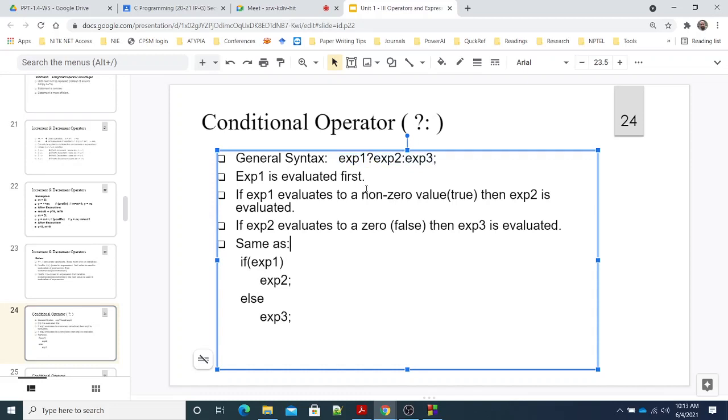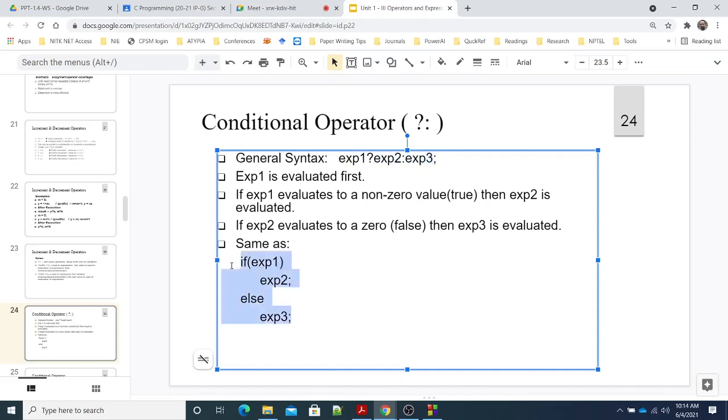Now this is a kind of decision maker actually. Expression 1 is the decision making process. If the decision making process or the relational expression results in true, this will be executed. If it results in false, this will be executed. When this is executed, this won't be executed, and when this is executed, this won't be executed. Either of them will be executed, not both. And how it is decided is based on the value of expression 1. If it is true, this is executed. If it is false, this is executed.